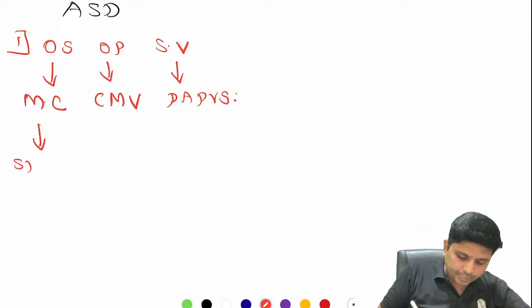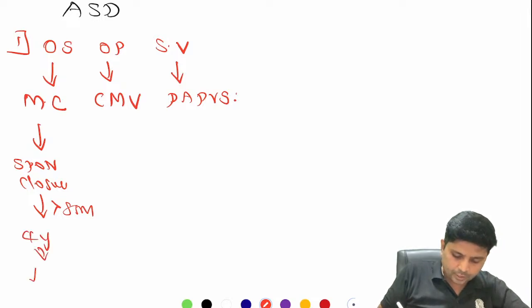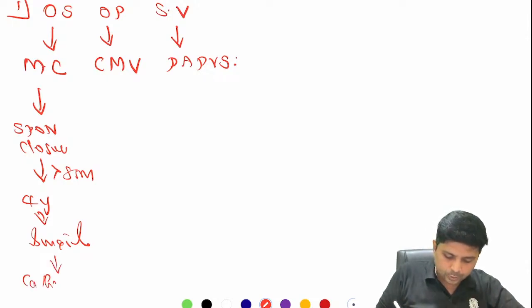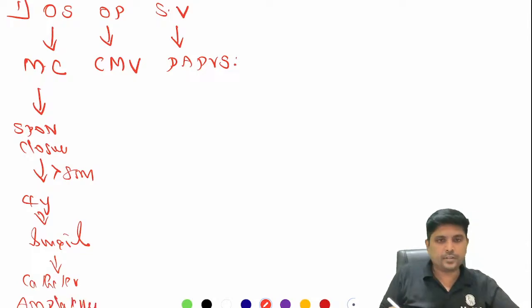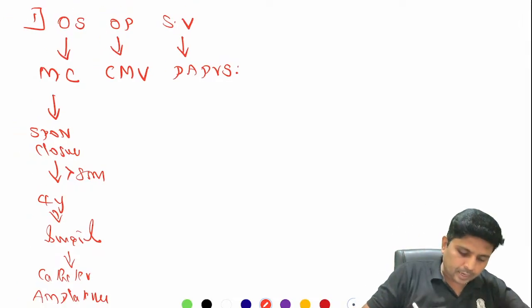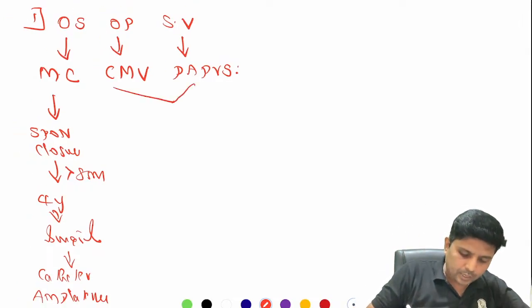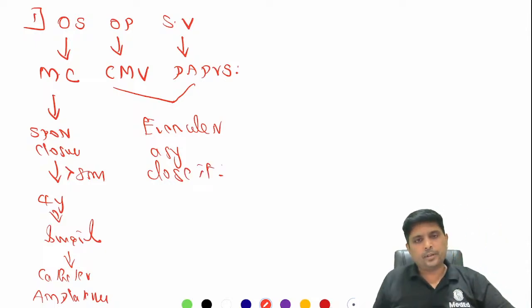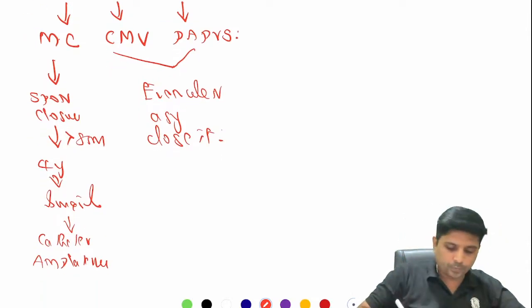Ostium secundum: spontaneous closure, whereas if it fails, or is more than 8 mm at 4 years, surgical closure or catheter based device closure. That is called Amplatzer device. They will put one mesh over the defect of the atria. Whereas ostium primum and sinus venosus, even when asymptomatic, you need to close it surgically.